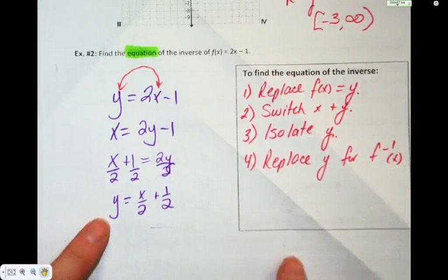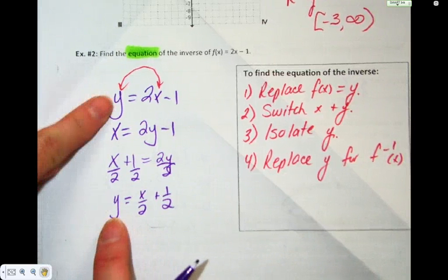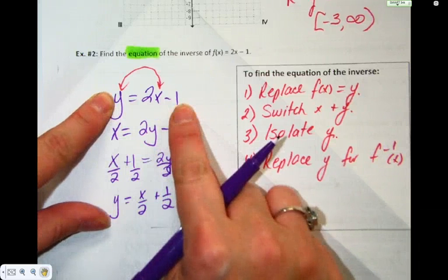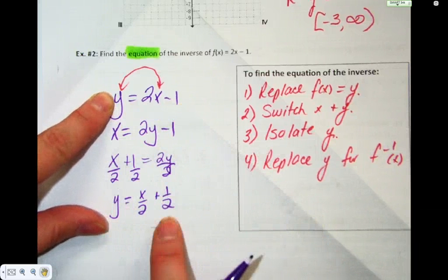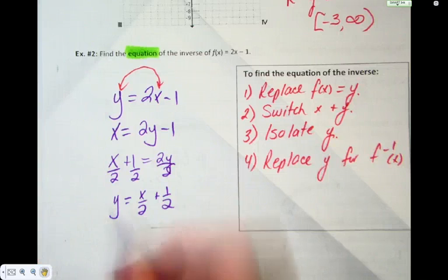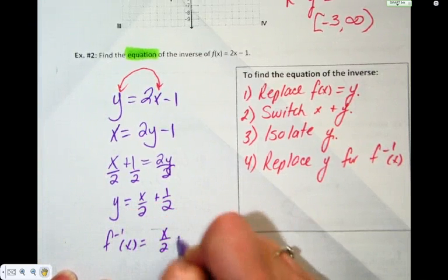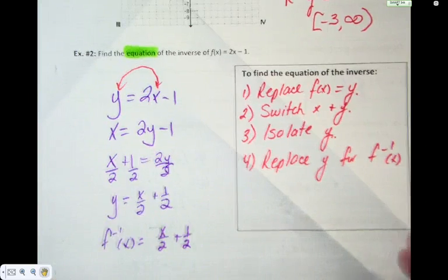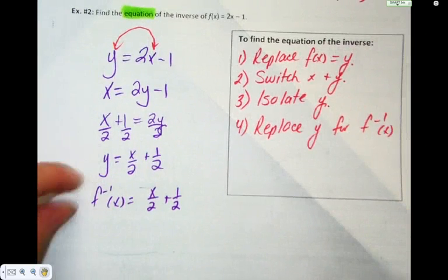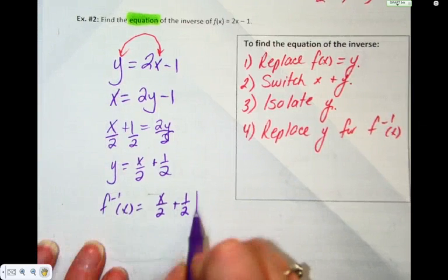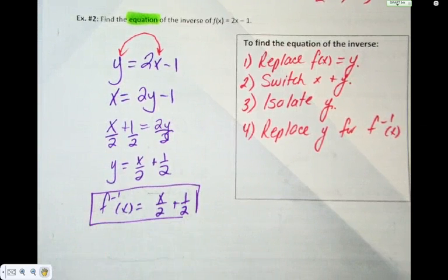Now mathematically, I can't leave it here because here I have y defined as 2 different functions. Here I've said y is 2x minus 1, but here I'm saying it's something completely different. That's why we need to throw in the inverse notation, because it's actually the inverse that is equal to x over 2 plus a half. So it's just a little math thing we need to switch at the end because we can't have 2 different things defined as y. There's the equation of the inverse.